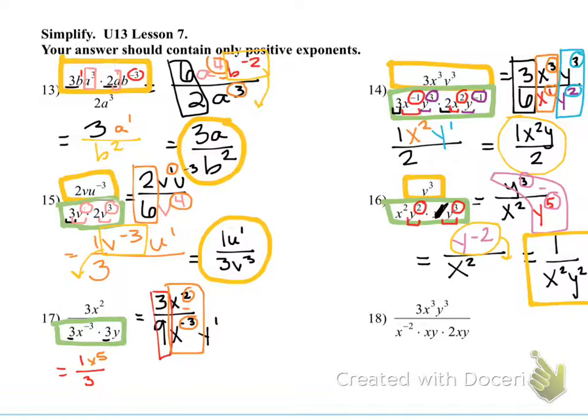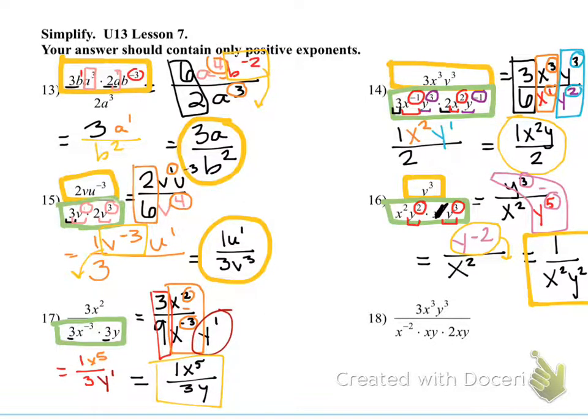And then lastly, I've got this y chilling on the bottom, and it's going to stay there. So I've got my y to the first power here. So then my last and final step, my final answer, I've got 1x to the 5th over 3y. And that's my final answer.